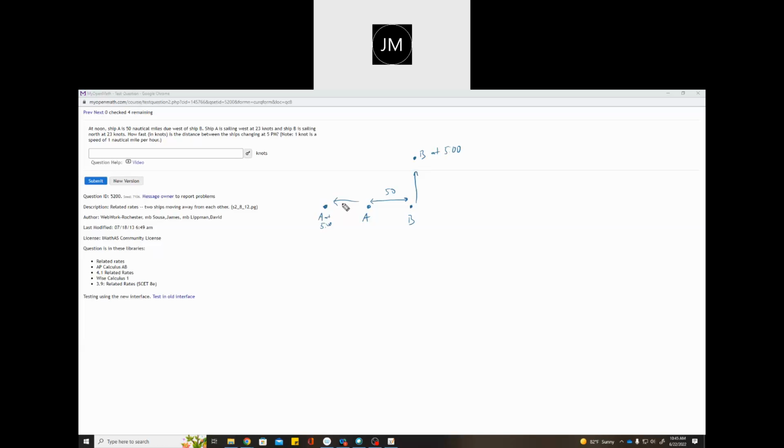I'm going to write down little a to be the distance that Ship A went during that time, little b to be the distance that Ship B went, and then maybe I'll call it d for the distance between the two ships. My goal is to find how fast the ships are moving apart, so I want to find dd/dt. I'm given that Ship A is sailing west, so a is increasing at a rate of 23 knots. So the derivative of a is 23. Likewise, b is increasing, so db/dt is 23.